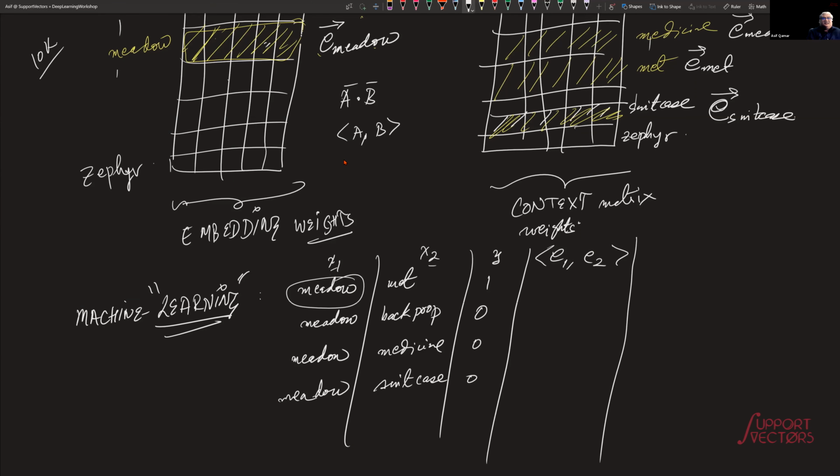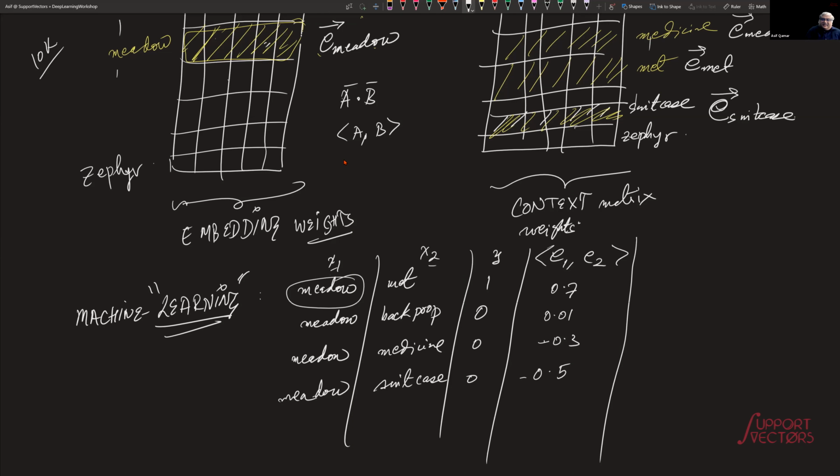So what will you get? If you look at the cosine distance, you will get some numbers, right? So meadow, met, let us say that this is 0.7, backprop is 0.01, medicine is, let's say, minus 0.3, and meadow suitcase is, I don't know, I'm just cooking up numbers, 0.5, something like that. You get this. The word people often use for something like that is, this is the raw energies that you produce.